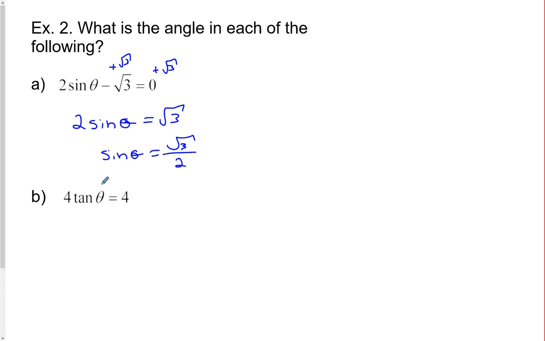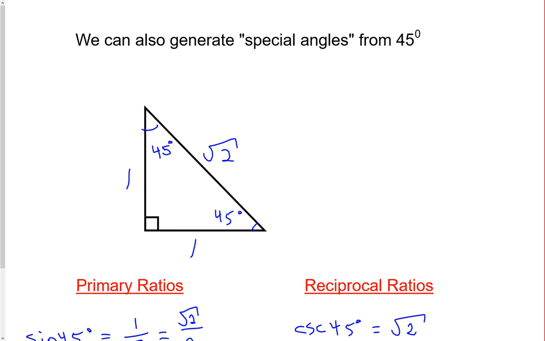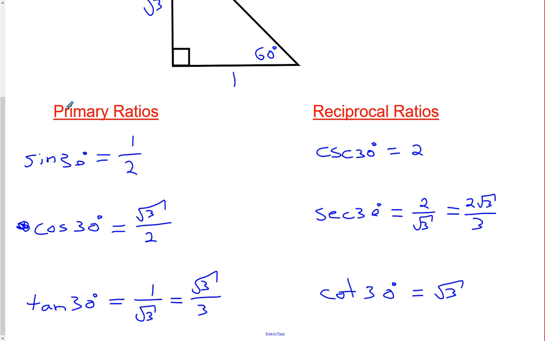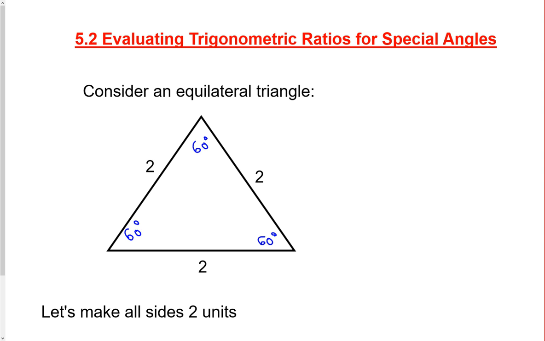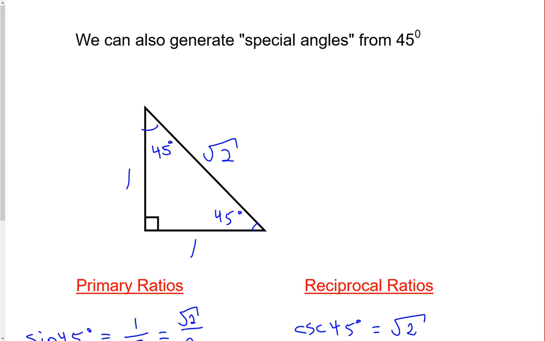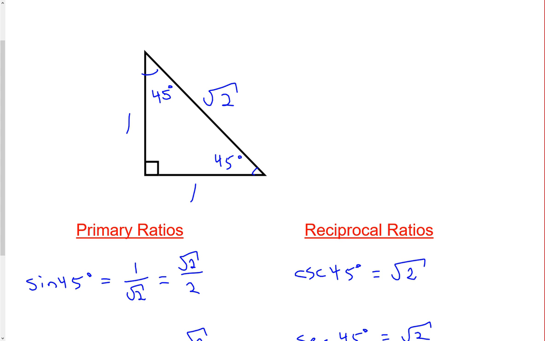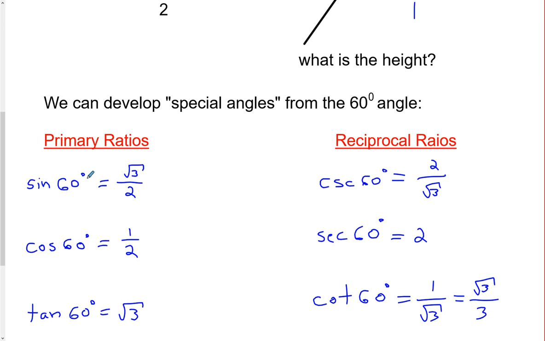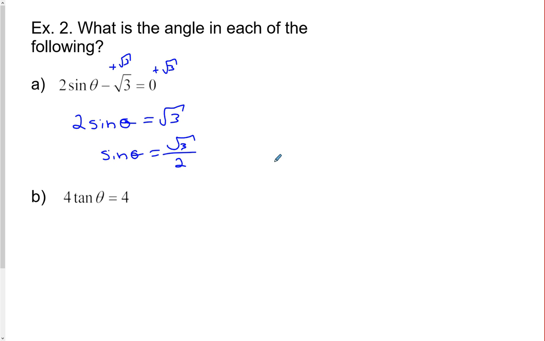Oh, this looks familiar. Sine of some angle equals root 3 over 2. Let's go looking. It's not 30. Maybe it's sine of 45. No, that's not root 3 over 2. Here it is. Sine of 60 is root 3 over 2. That's one of the ones we covered. So then we say, okay, so theta must be 60, because we know sine of 60 degrees is root 3 over 2.